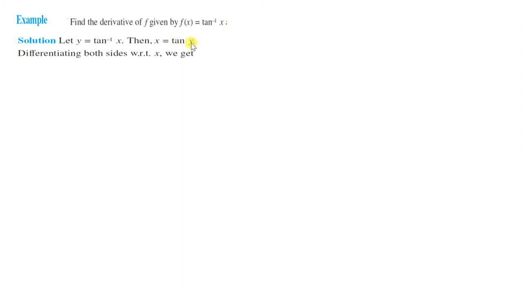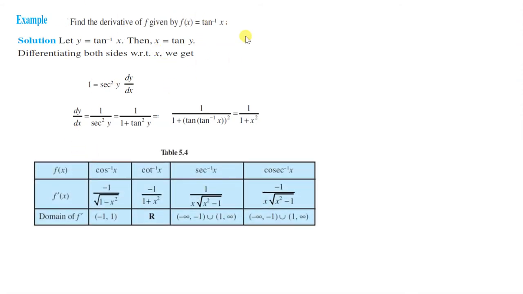First differentiate it with respect to y. The derivative of tan y is sec square y multiplied by the differentiation of y with respect to x, that is dy by dx. From here we can write dy by dx equal 1 upon sec square y, and we have an identity that sec square y is equal to 1 plus tan square y, and from here tan y is equal to x, so we can replace it and we have 1 upon 1 plus x square. So like this we can find the derivative of other inverse trigonometric functions.